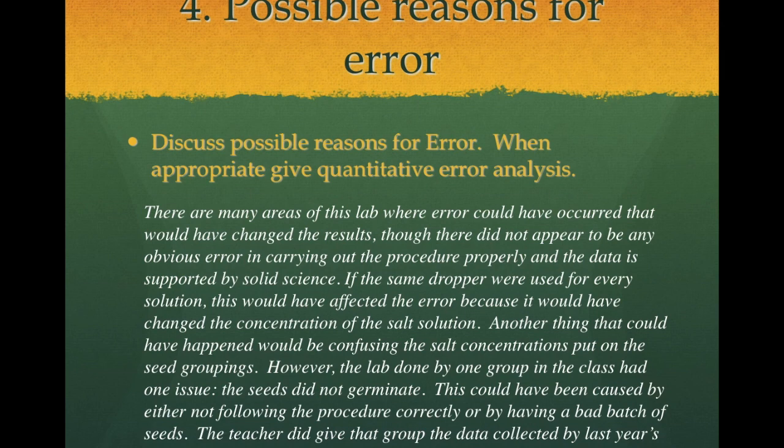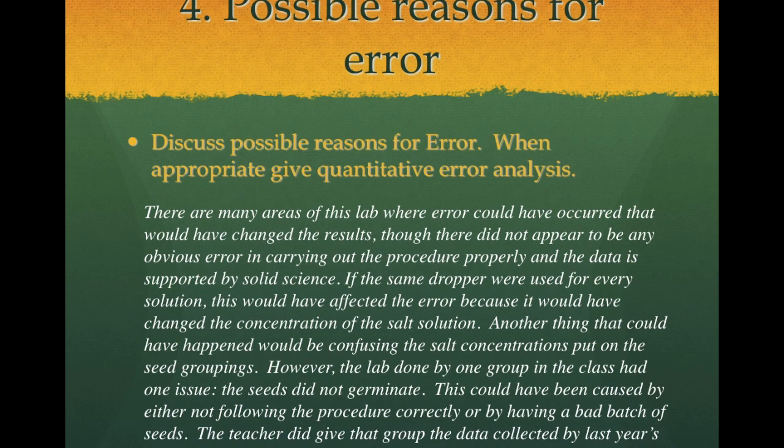There are many areas of this lab where error could have occurred that would have changed the results, though there do not appear to be any obvious error in carrying out the procedure properly, and the data is supported by solid science. If the same dropper were used for every solution, this would have affected the error because it would have changed the concentration of the salt solution. Another thing that could have happened would be confusing the salt concentrations put on the seed groupings.